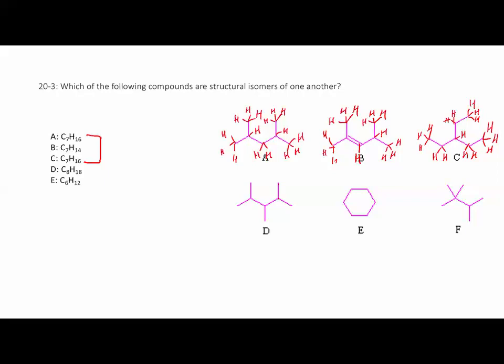And lastly, F has 1, 2, 3, 4, 5, 6, 7 carbons, and this also has 16 hydrogens. So A, C, and F are structural isomers of one another.